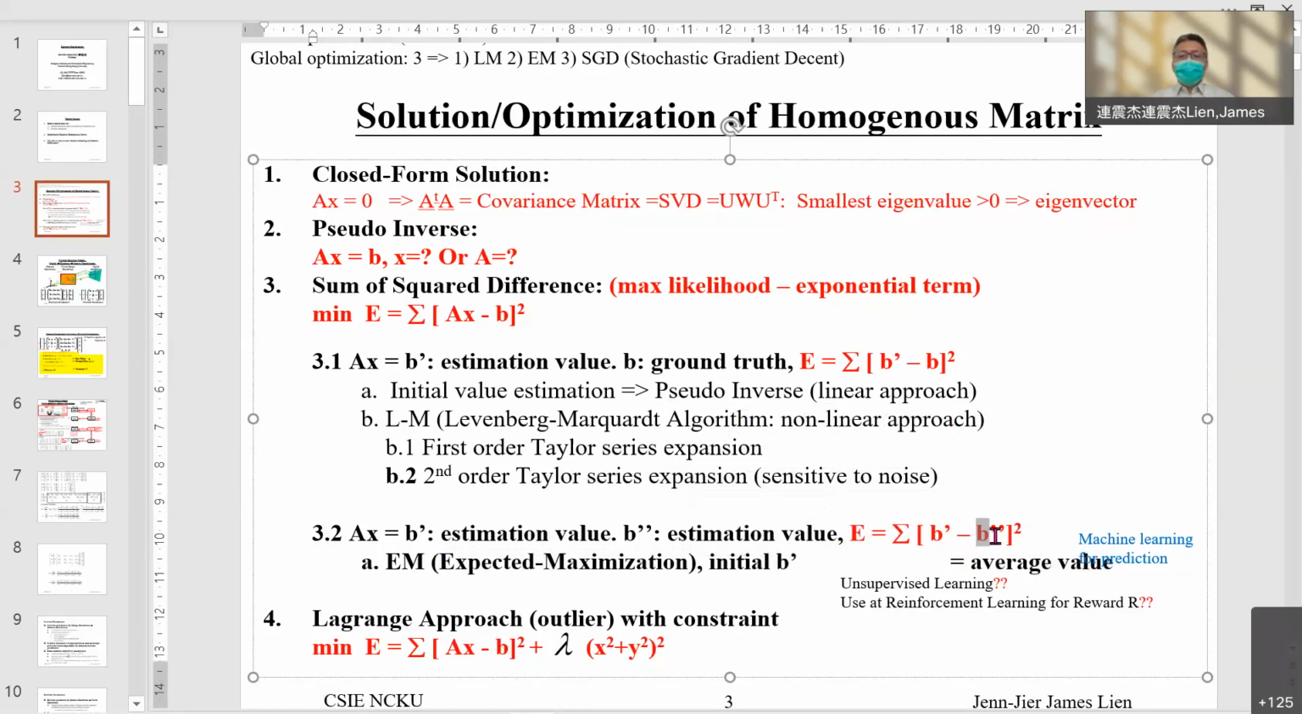You don't know B prime. You don't know B. You don't know B double prime. You don't know B prime. It means you don't have a ground truth. When you don't have a ground truth, you try to do prediction. So when you do the prediction, you can use the EM.